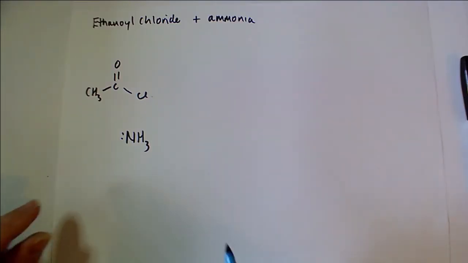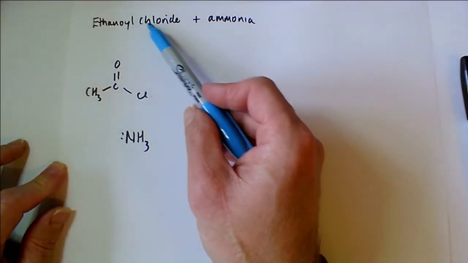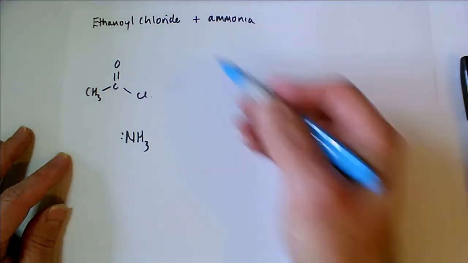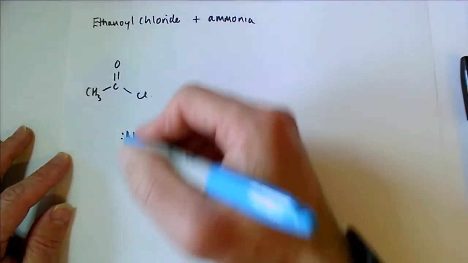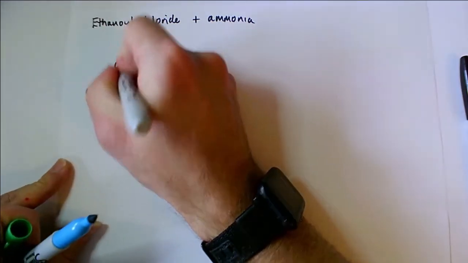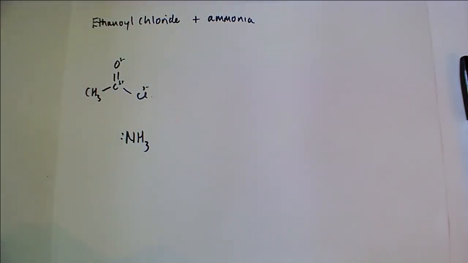Alright, next up is production of an amide. So we're going to react our ethanoyl chloride with ammonia. Same gig as before, I've got my carbonyl. If I wanted to, I could have shown some delta positives, delta negatives. I will this time, just for fun, just to help us think about why this reaction is happening.